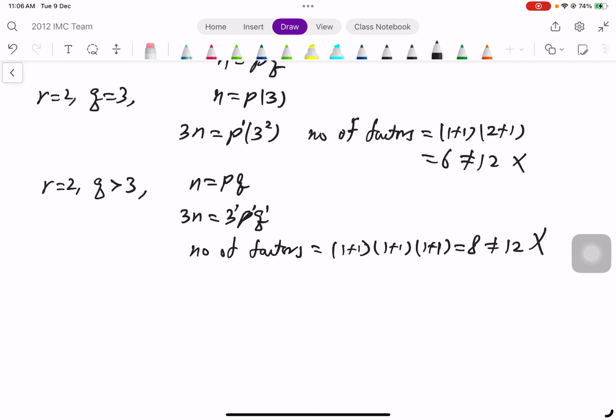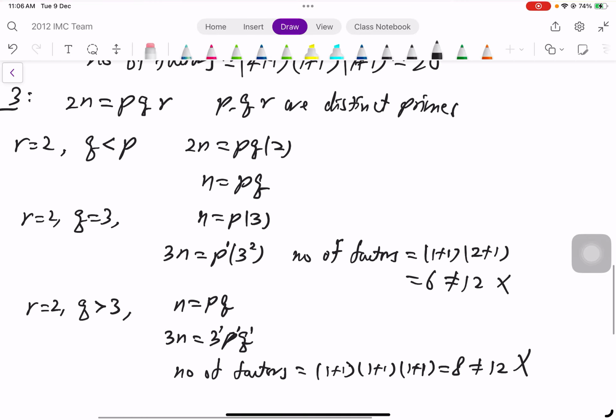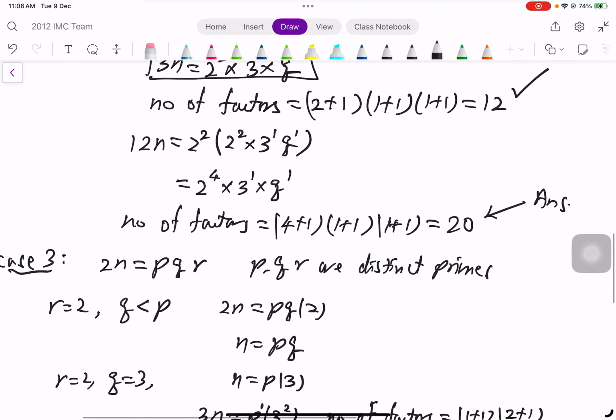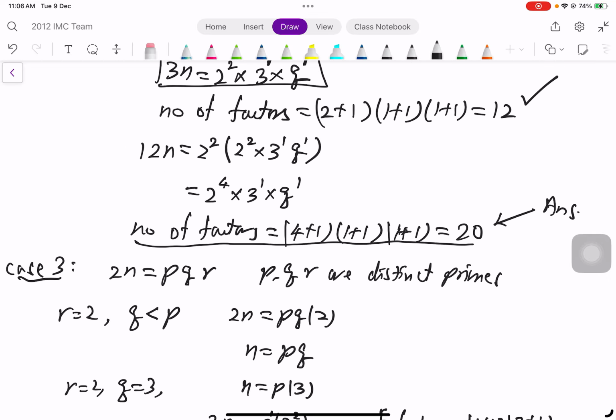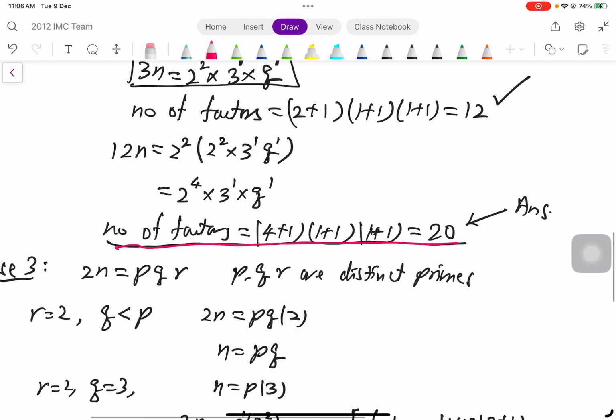Therefore, I think we complete this discussion. That actually there's only one solution. That means in this case, the number of factors is actually 20. This is the answer. That means the number of factors of 12n. That means in this case, we are looking at 12n. The number of factors is 20. That's it.